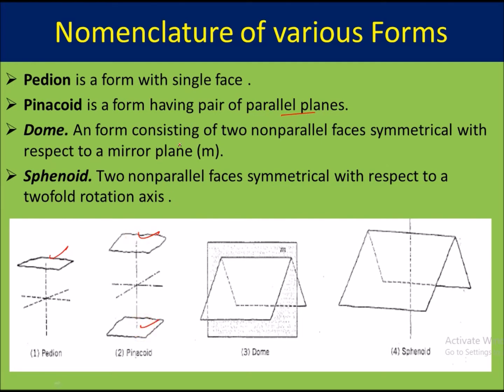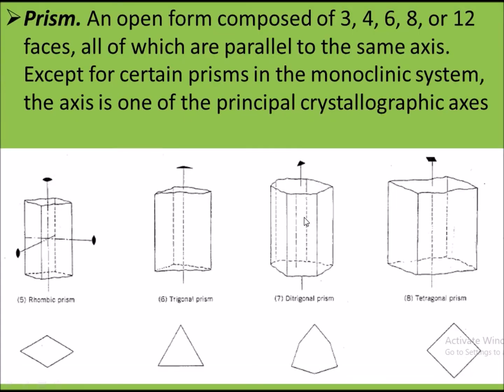Then dome, a form consisting of two non-parallel faces symmetrical with respect to a mirror plane. Here you can see this is the mirror plane which divides these two non-parallel faces in a symmetrical manner. And sphenoid is also similar to this form, but here it is symmetrical with respect to a two-fold rotation axis. This is the two-fold rotation axis. Some other forms are prism.